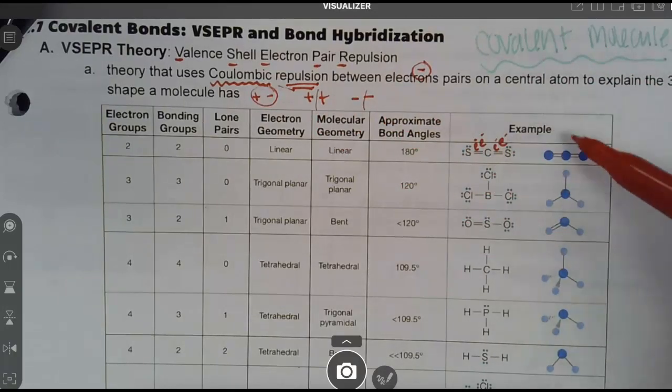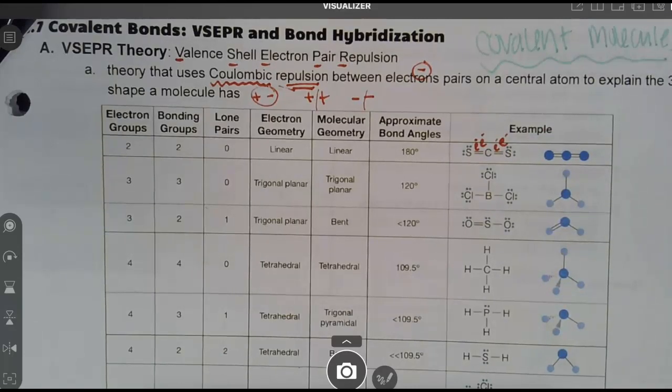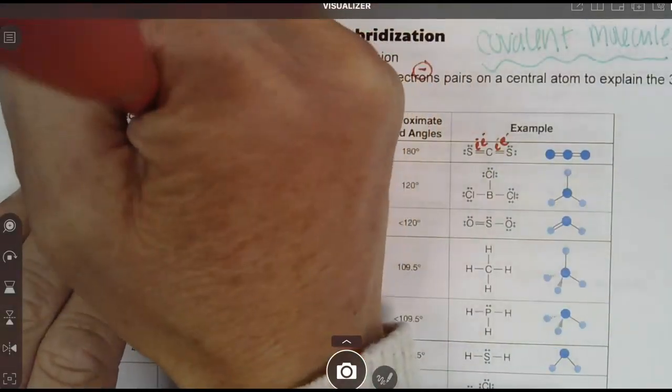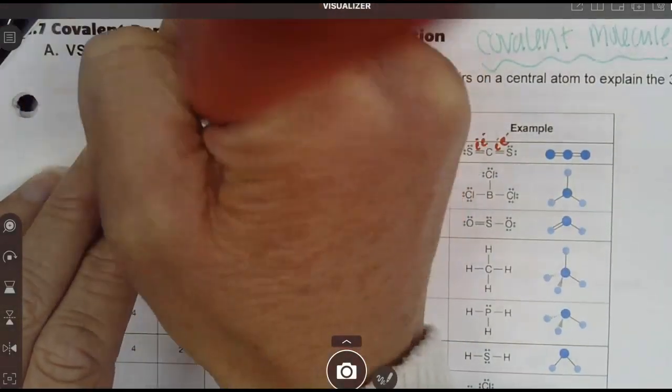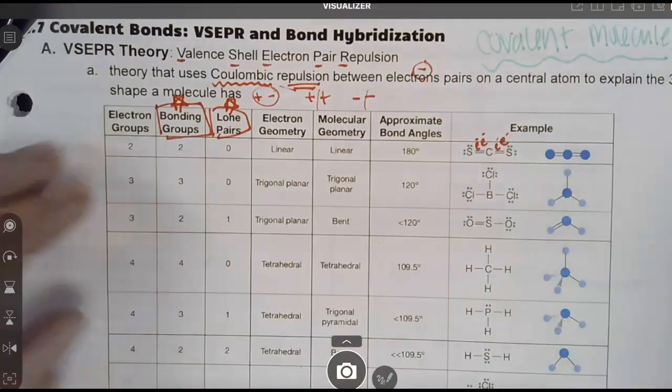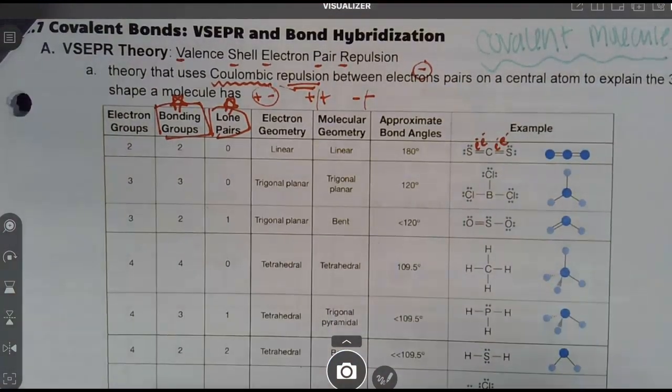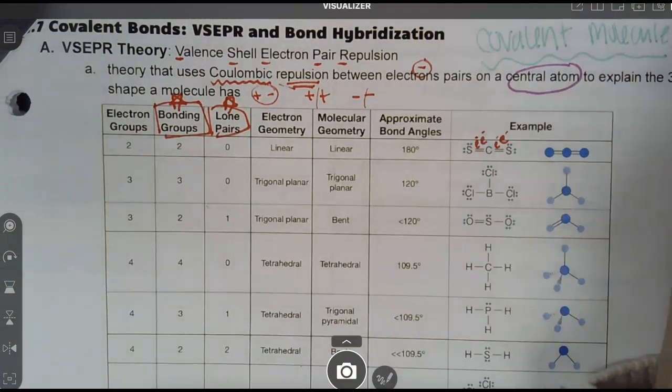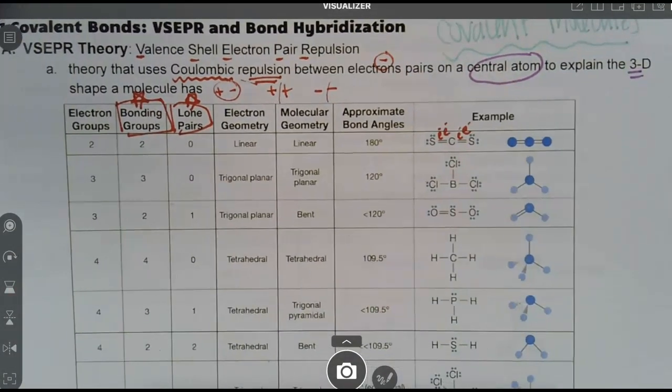So this is the reason that we have all of these different shapes. And you can determine all of your different shapes based off of, I like to look at two different things. I like to look at the bonding groups right here, and I like to look at the lone pairs. And I'm always looking at the central atom. Okay, so we always base our 3D molecule shape off of the central atom.